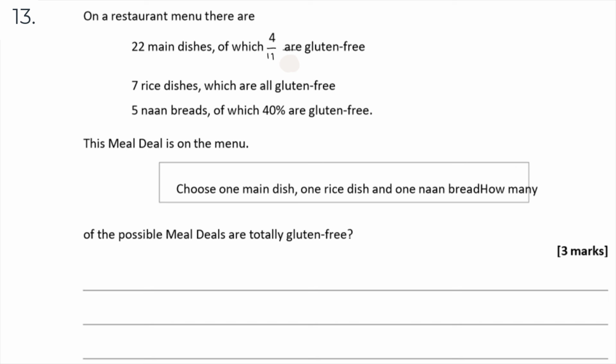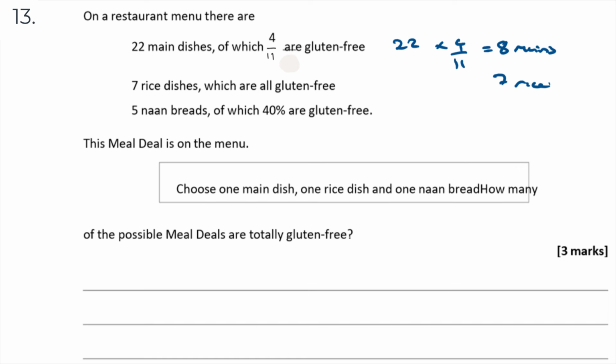Okay, so let's work out how many gluten-free dishes we've got to pick from our 3 different choices. Now, if I've got 22 main dishes, of which 4/11 are gluten-free, 22 times 4/11, 22 divided by 11 is 2, times 4 is 8. So we've got 8 mains which are gluten-free. We've got 7 rice dishes which are gluten-free because they're all gluten-free.